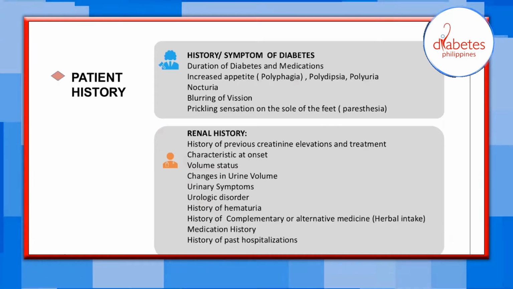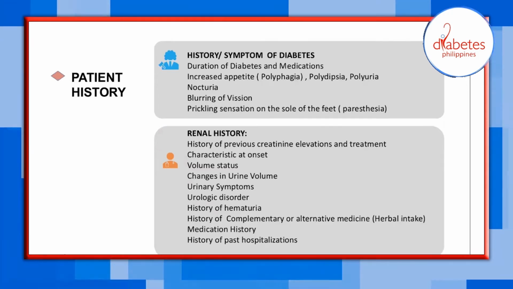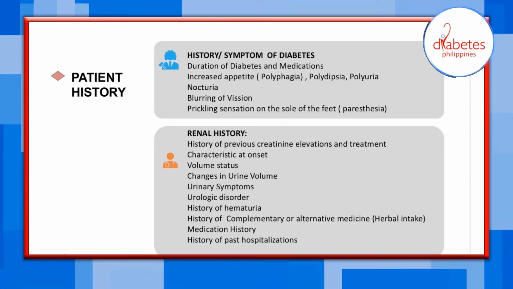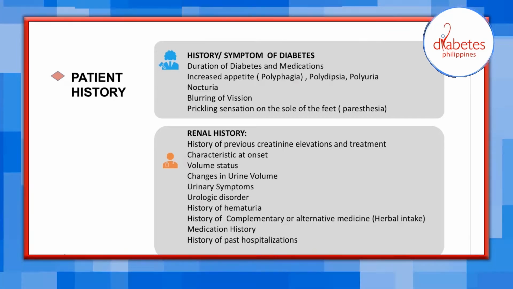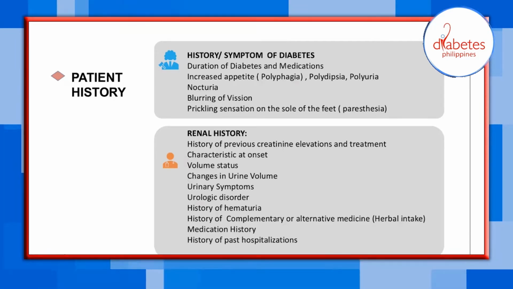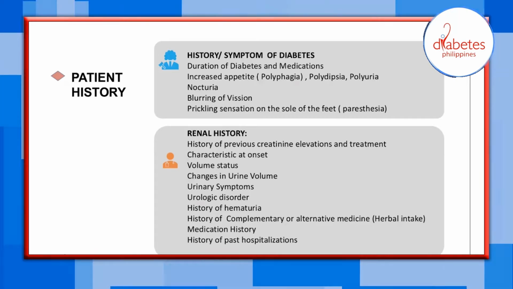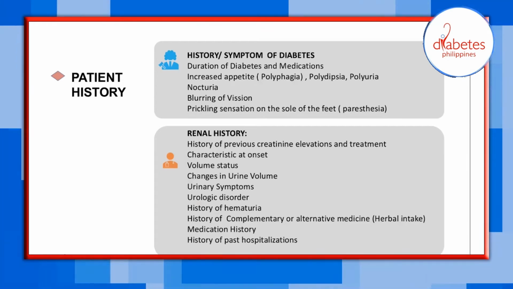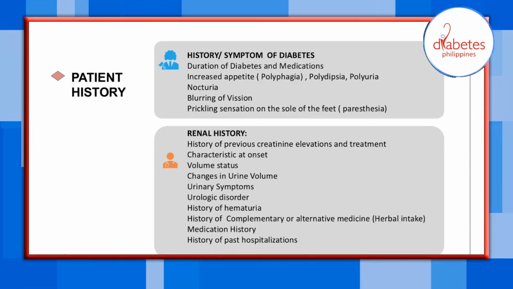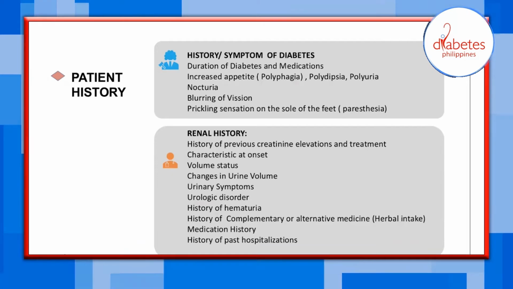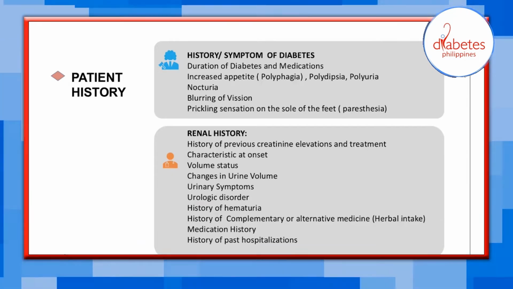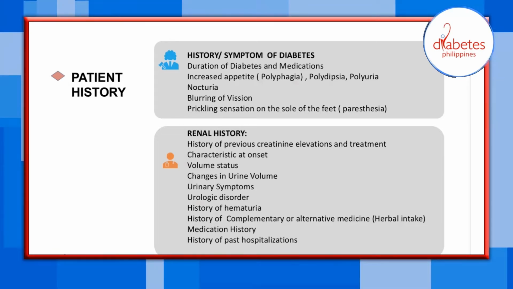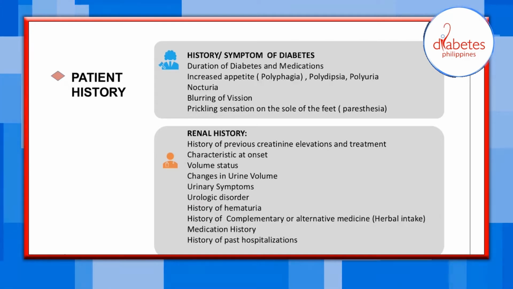For evaluation of a patient with diabetic kidney disease, a thorough history should be done. First, you have to inquire about the history and symptoms of diabetes. Ask about the duration of the diabetes and the medications of the patient. Also, you should ask for signs and symptoms of poor control of diabetes, such as polyphagia, polydipsia, polyuria, and nocturia. There is overwhelming evidence that glycemic control impacts the risk for incident and progressive diabetic kidney disease.